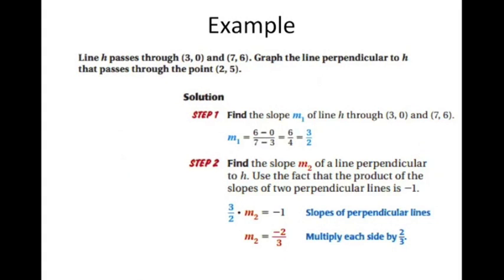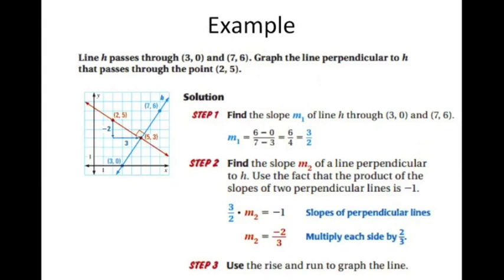So now we want the line perpendicular to line H to go through (2, 5) and have a slope of -2/3. So we can go to this point (2, 5) and we can count down 2 and right 3 and find a new point. Okay? So we go to (2, 5), count down 2, right 3, and find a new point that the perpendicular line has to pass through, and then we connect the dots or draw a line through those two points.